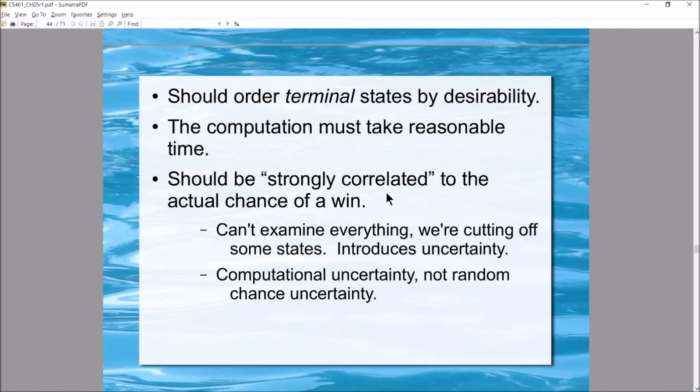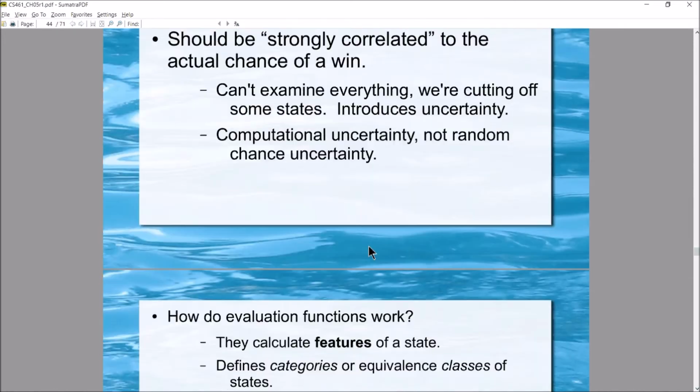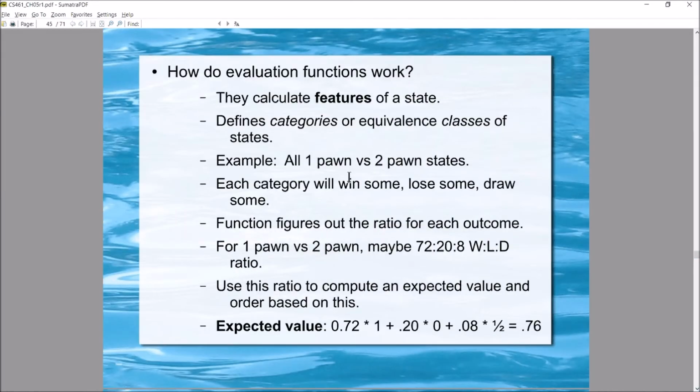There's no randomness there. There's a definite decision to say, well, we're only going to think 12 moves ahead. We're only going to think 10 moves ahead instead of 50. Okay? So since we didn't examine everything, we got some uncertainty coming in. Now, how do these evaluation functions work? This is actually really kind of interesting to me.